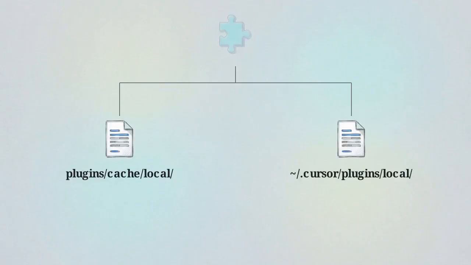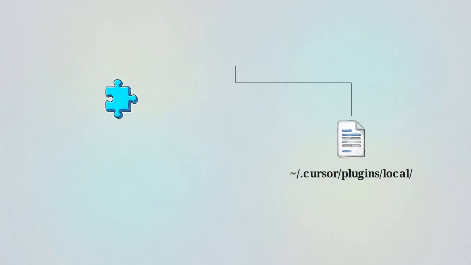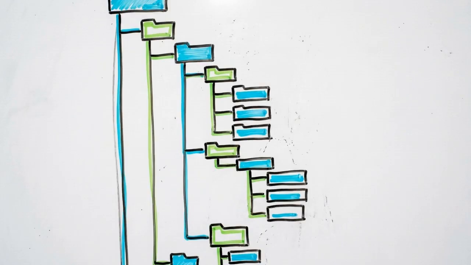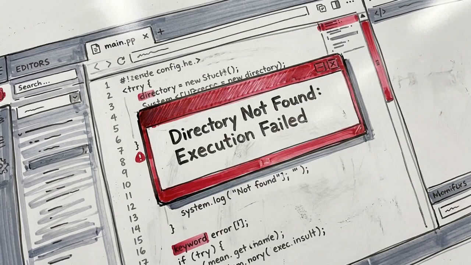Avoid dropping the folder into the plugins/cache/local directory used for temporary files. Placing files there causes the IDE to fail during skill discovery, leading to corrupted configurations that prevent the plugin from loading. Precision in this file structure is necessary. The AI agent cannot access or execute your custom local tools if the directory path is incorrect.